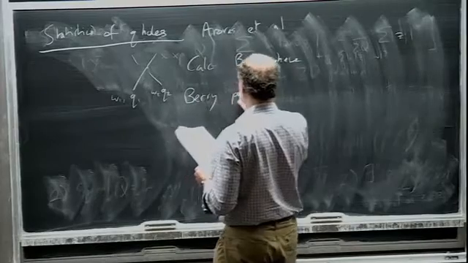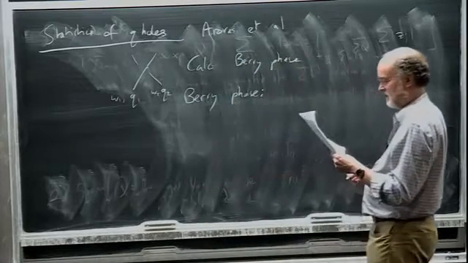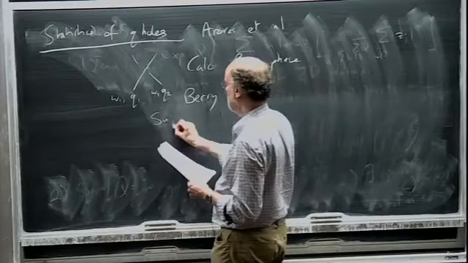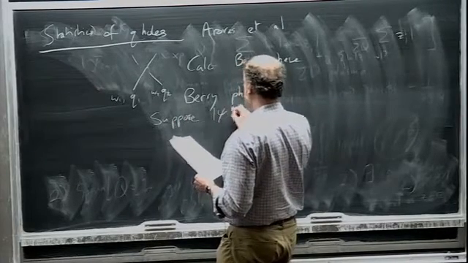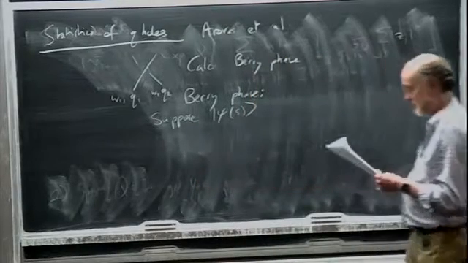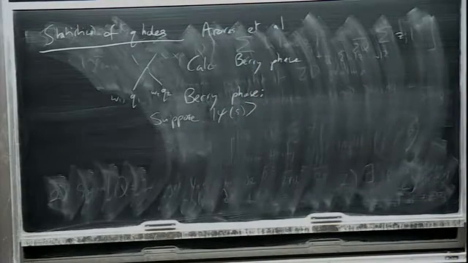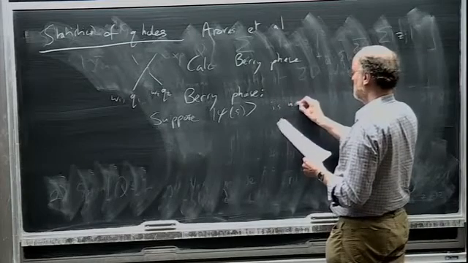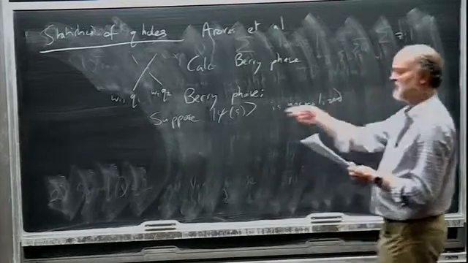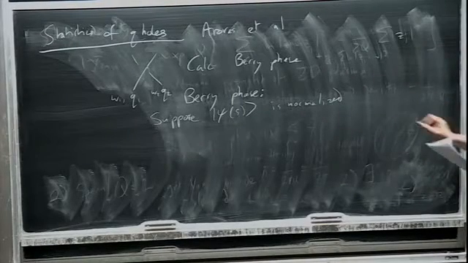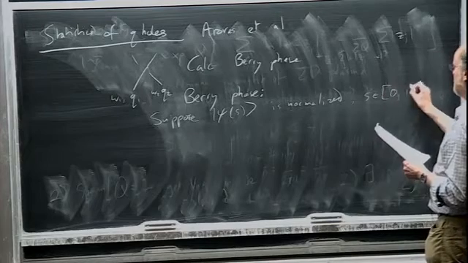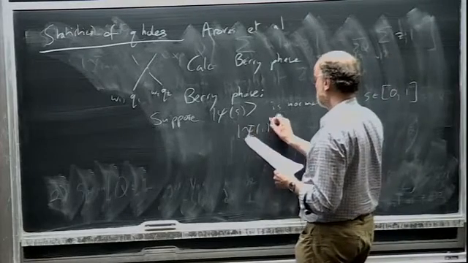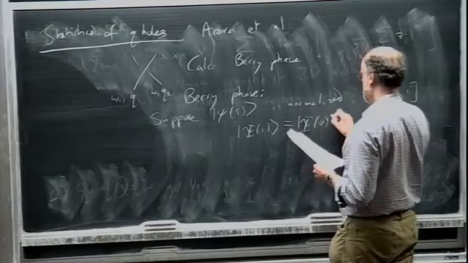So let's go back to the Berry phase, which Charlie talked about yesterday or the day before, from about 1983. So in very general terms, I won't even use a Hamiltonian here, I'll just say that I have some parametrized family of states. So let's say I have a state psi of s, where s is a parameter. In fact, s is just going to run from 0 to 1, and this is going to parameterize a closed loop. So let's assume that psi of 1 is equal to psi of 0.